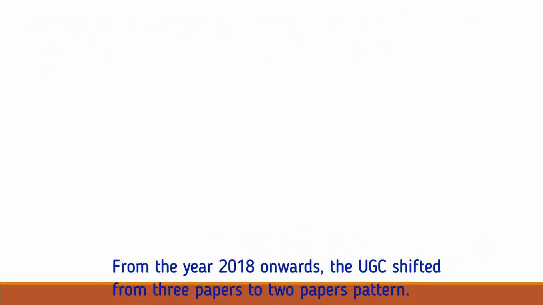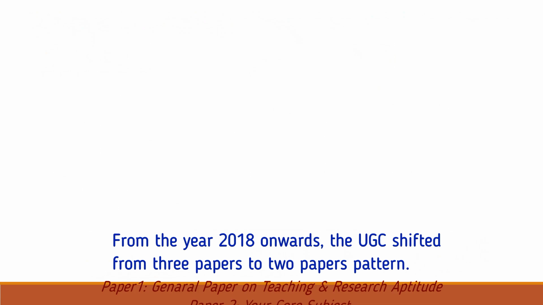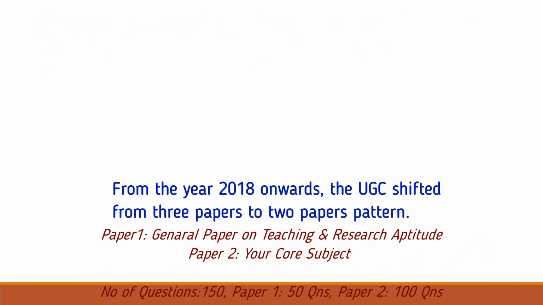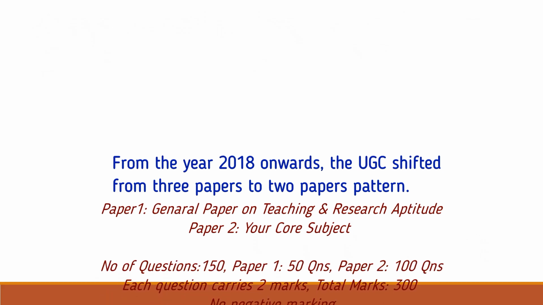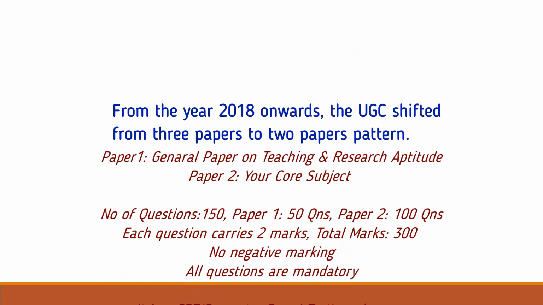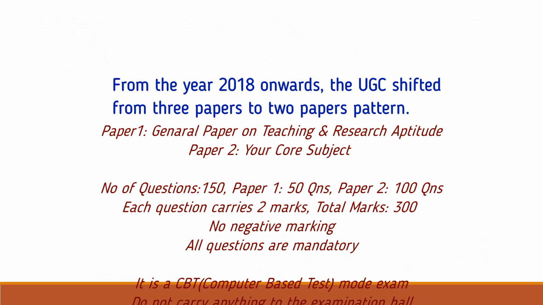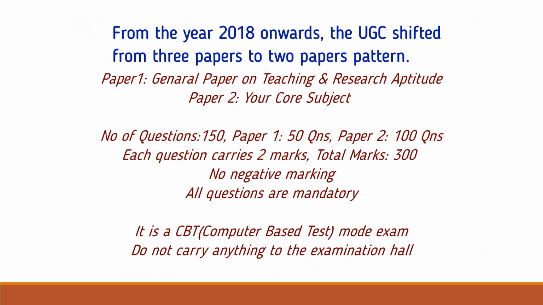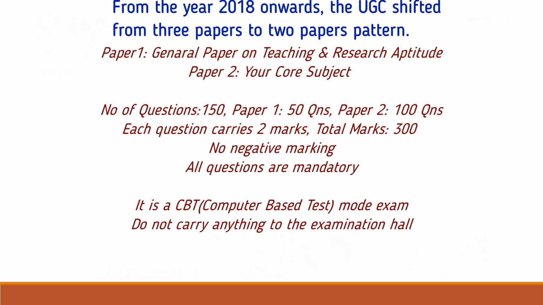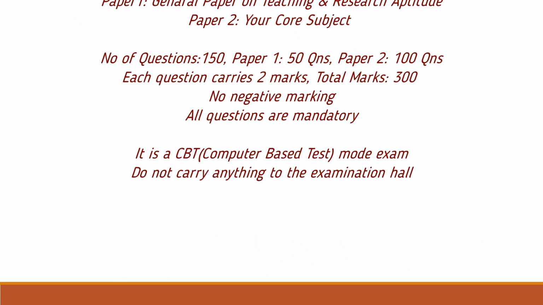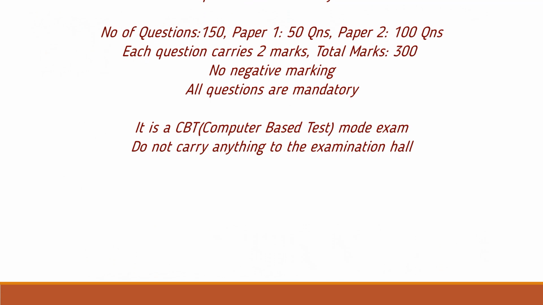2018 is a very important year because that's when the UGC shifted from 3 papers to 2 papers pattern. Paper 1 is a general paper on teaching and research aptitude, and paper 2 is subject specific. The question paper consists of 150 questions, 50 from paper 1 and 100 from paper 2. Each question carries 2 marks, making a total of 300 marks. And there is no negative marking. And the exam is conducted in an online computer-based test mode.